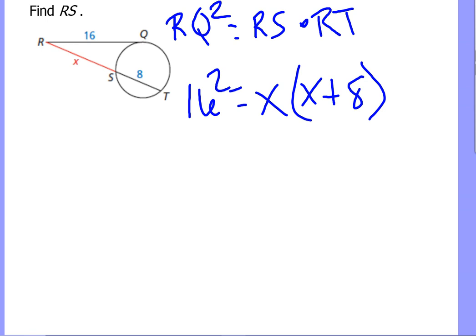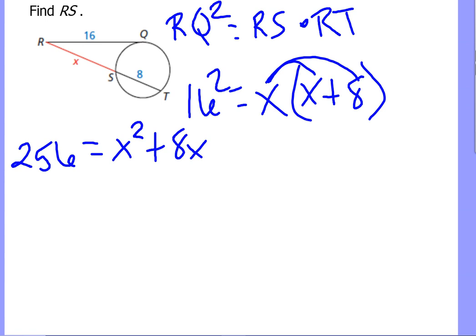And the goal is to find out what the value of RS is, and in this case, RS is the value of x. So we have a distribution over here, and so we get 16 squared, which is 256. And that's going to equal x times x, which is x squared, and x times 8, which is 8x. Well, if you remember from your algebra days, this is going to start looking like a quadratic equation.